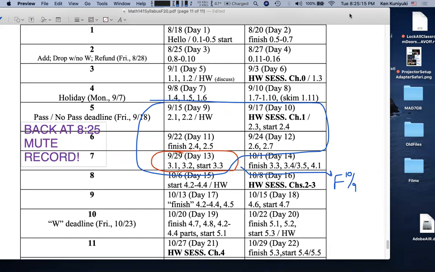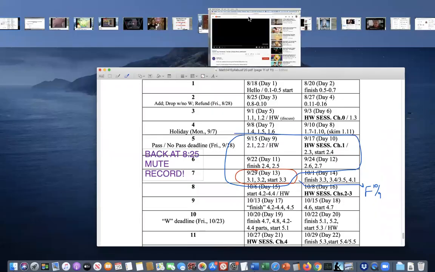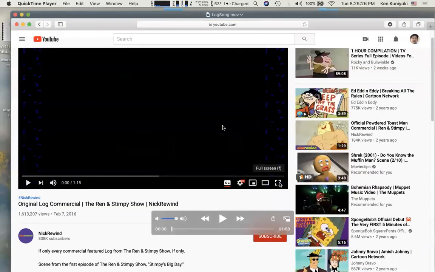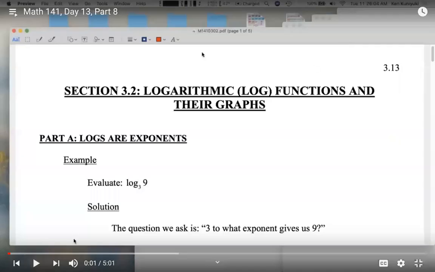Because I would like to start with a little song. They're going to reboot this series pretty soon, I think. And this is from Ren and Stimpy. Oh, I better pause for now.